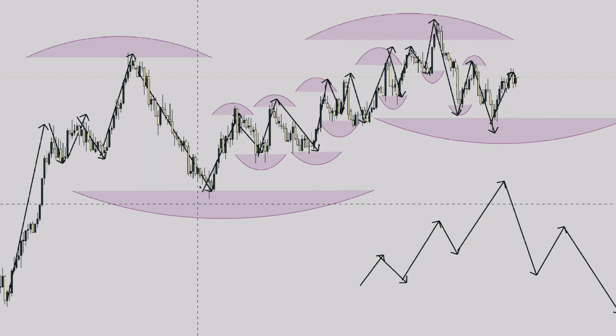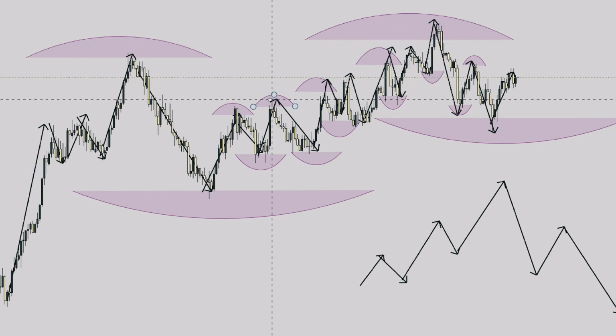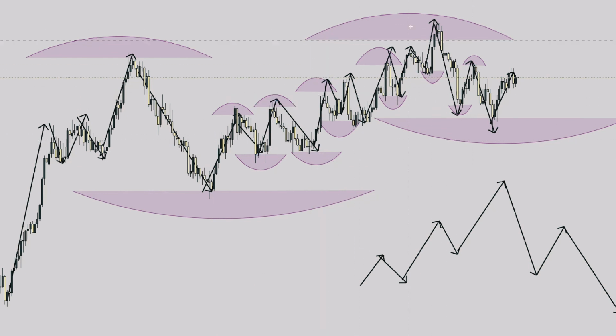Low point, higher high, higher low, higher high, higher low, higher high, and so on and so forth, as you can see.